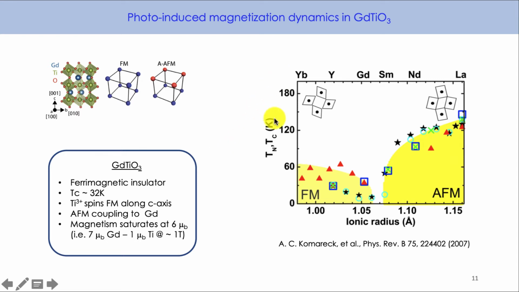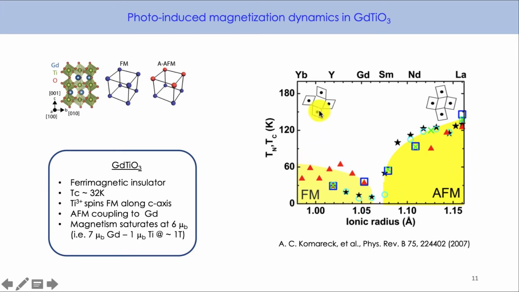The titanates are a really interesting class of materials, and you can see this in this phase diagram here, where this is the rare earth ionic radius, for different compounds. If you have lanthanum, for example, you have an antiferromagnetic system with a Néel temperature of about 120 Kelvin. As you change that ionic radius by changing the rare earth, you get into this region where you have a crossover from antiferromagnetic to ferromagnetic behavior, and that's shown here.